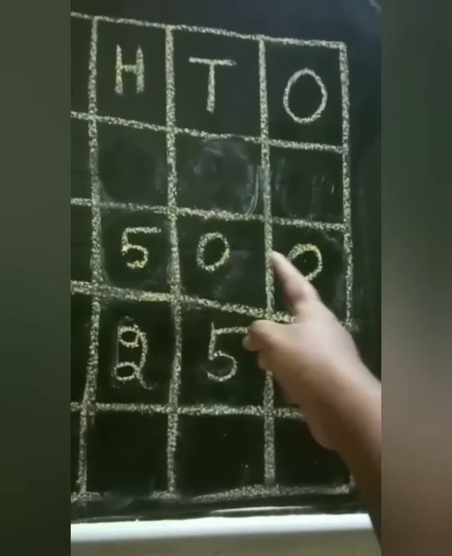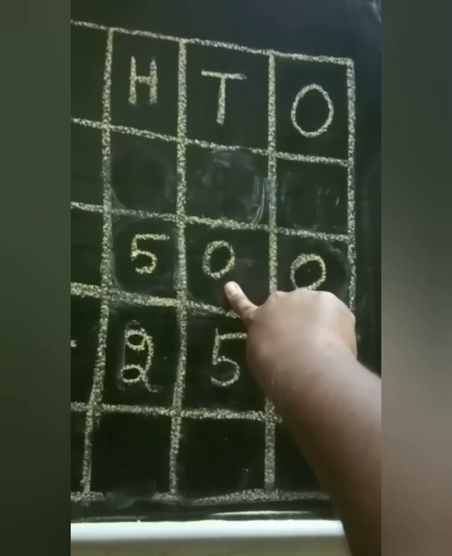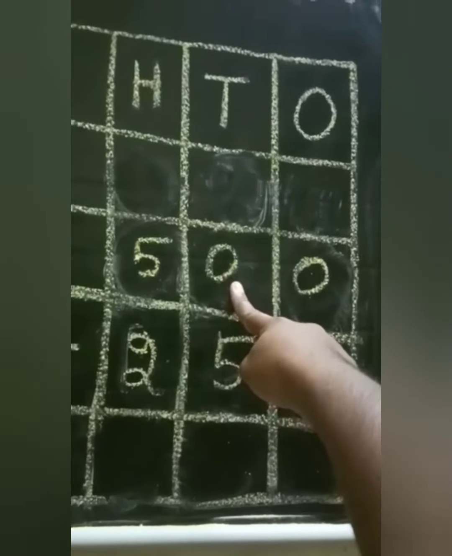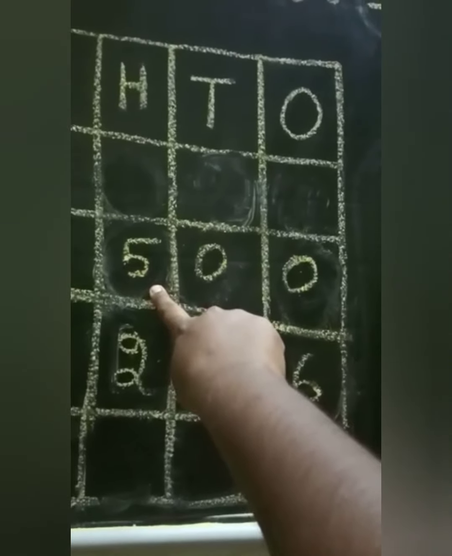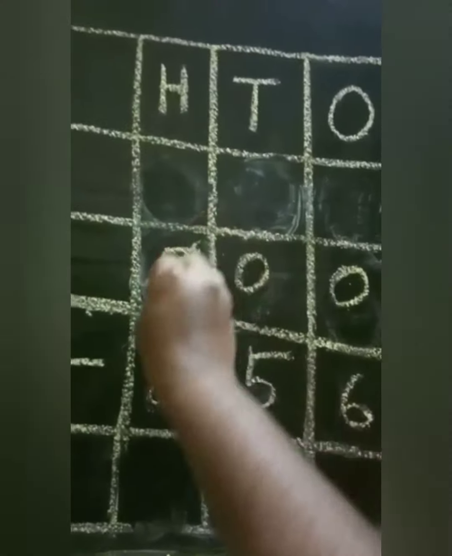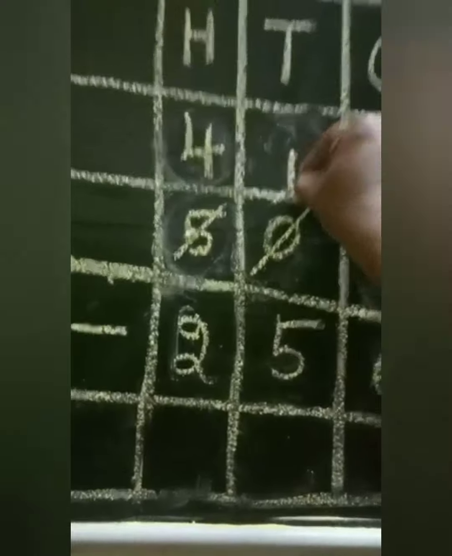From where will you take borrow? From 10's place. But in 10's place nothing is there. So what will you do? You have to take borrow from 100's place. We have 5 at 100's place, is it? So just take 1 from 5. So 5 will convert as 4 and that 1 will sit in front of the 0. So the 0 will convert as 10.